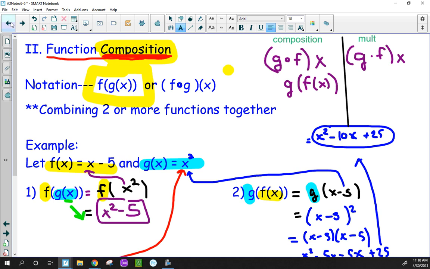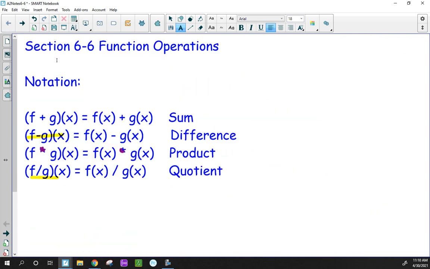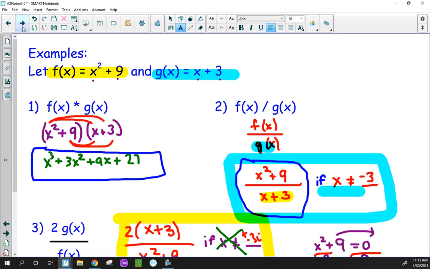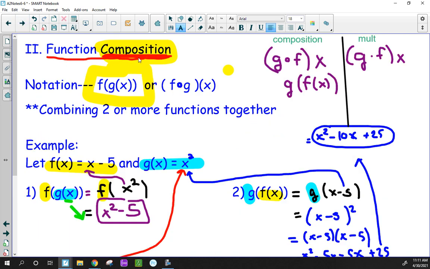Alright, so learning targets today, again, were I can take functions, no matter what I'm given. I can add them, subtract them, multiply them, divide them, and now I can compose them or do composition.